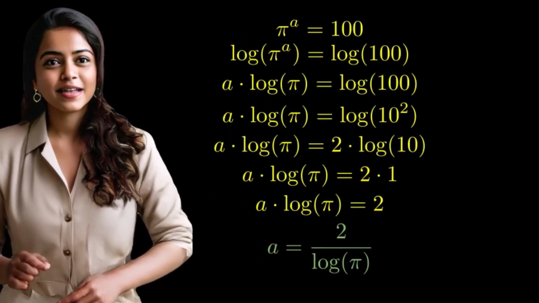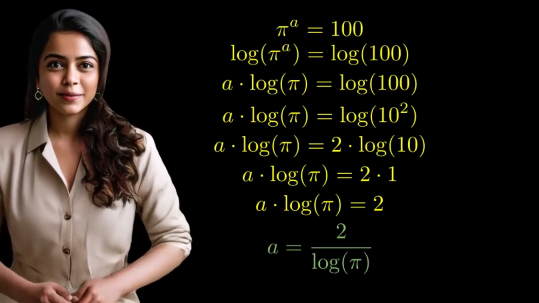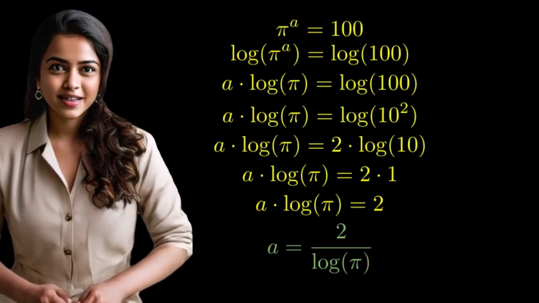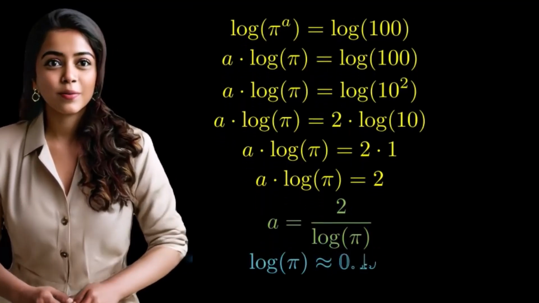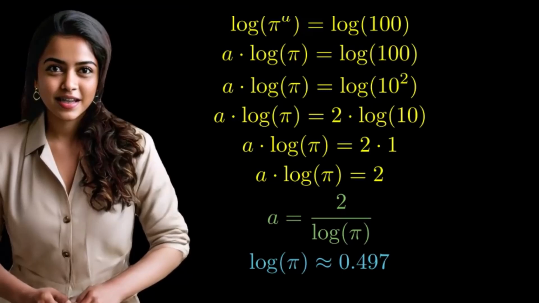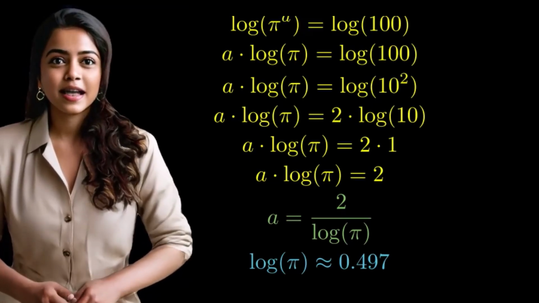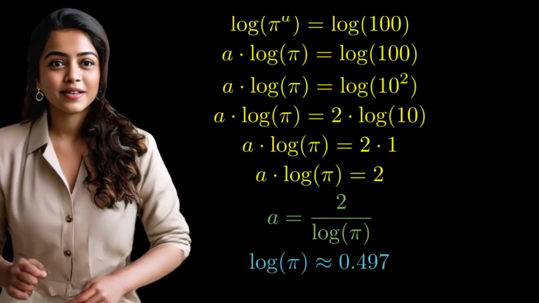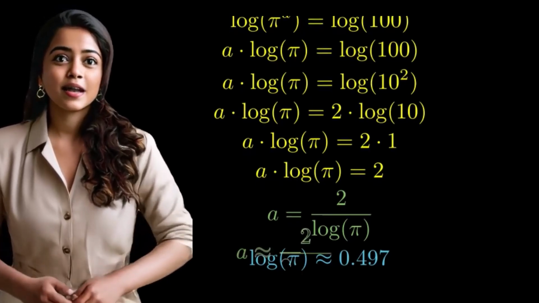Now we've got x equals 2 divided by log of pi. Since log of 10 equals 1, it disappears like magic. Time for numbers. Log of pi is approximately 0.497. So x is approximately 2 divided by 0.497, which is about 4.02.